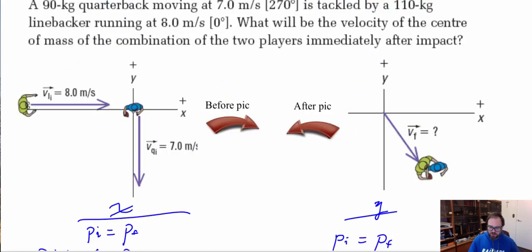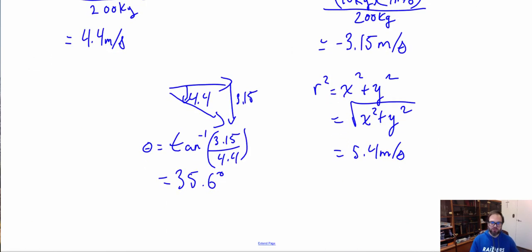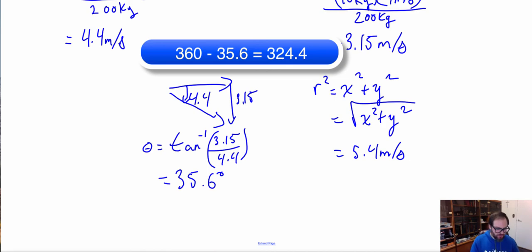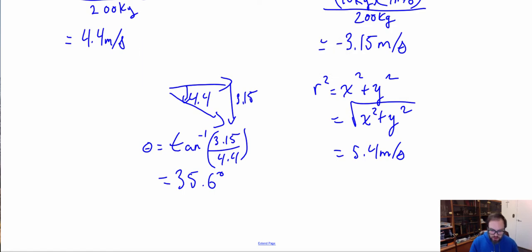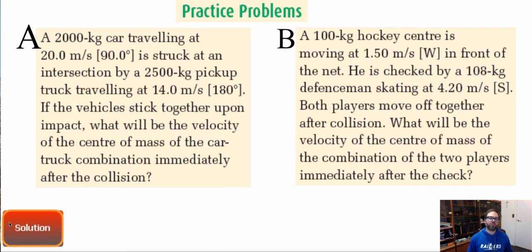Now, the trick here is if we look up here, we know this angle here is 35.6. And we want to figure out this whole angle all the way around, so I'm going to have to go 360 minus 35.6. So 360 minus 35.6 will give me a total of 324.4. So my answer is going to be 5.4 meters per second, and it's going to be at an angle of 324 degrees.